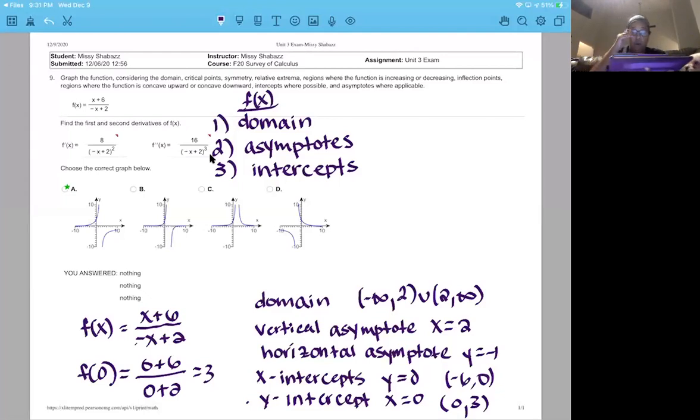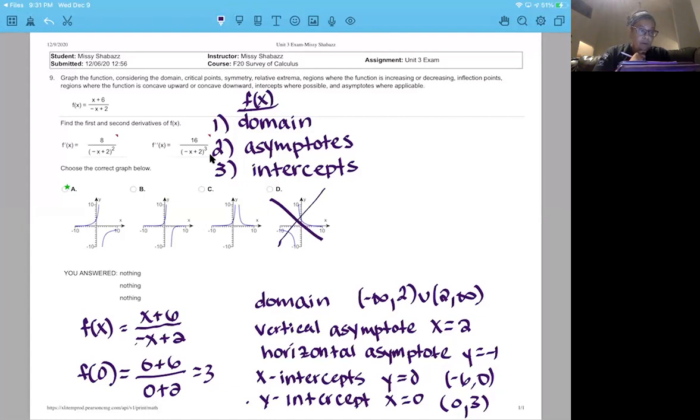All right, so with just the intercepts, I believe that we can take out D.